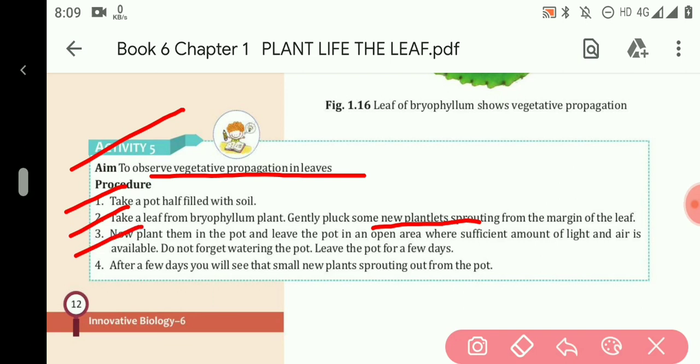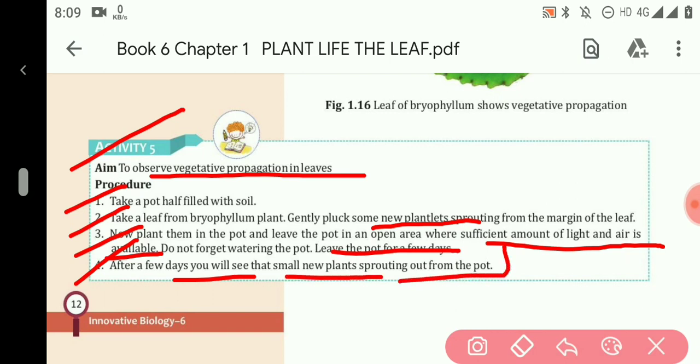Third, now plant them in the pot and leave the pot for a few days in an open area where a sufficient amount of light and air is available. Don't forget watering the pot. Leave the pot for a few days. So what you will observe, after a few days, you will see small new plants sprouting out from the pot. So this is known as vegetative propagation.